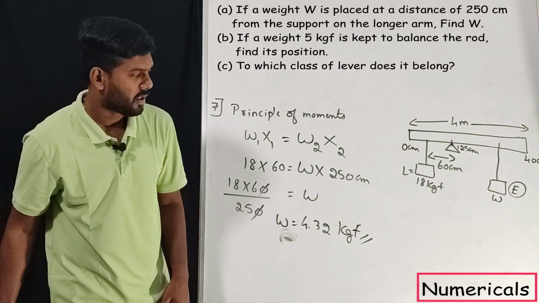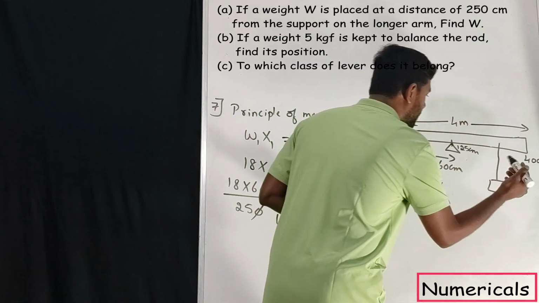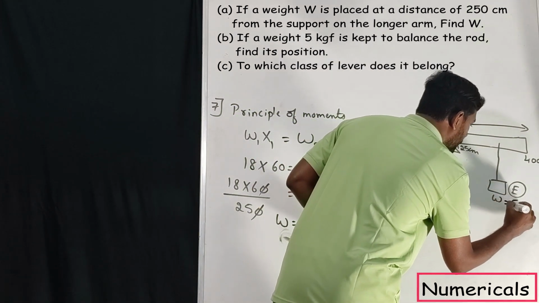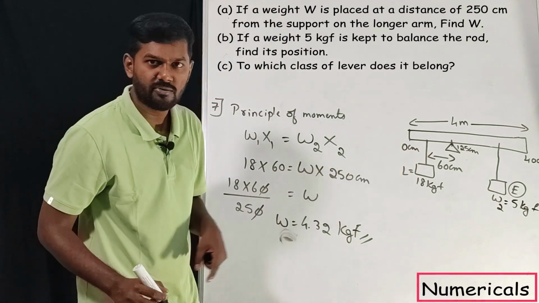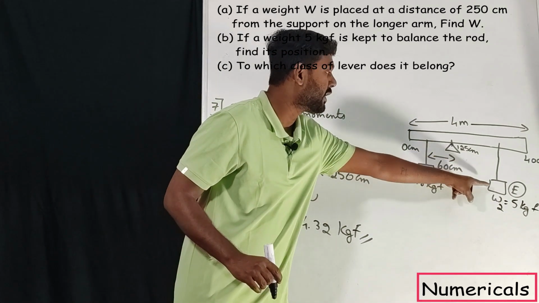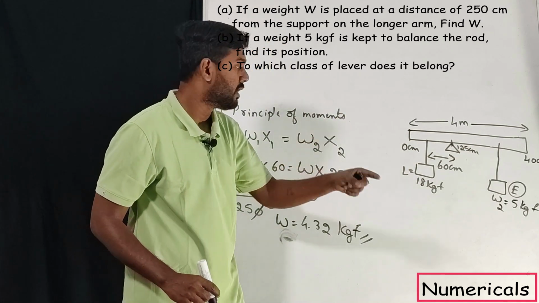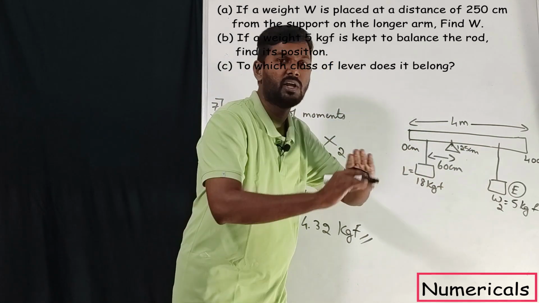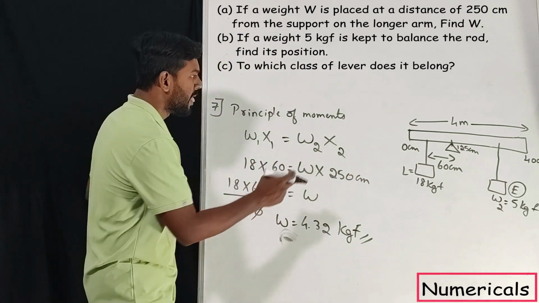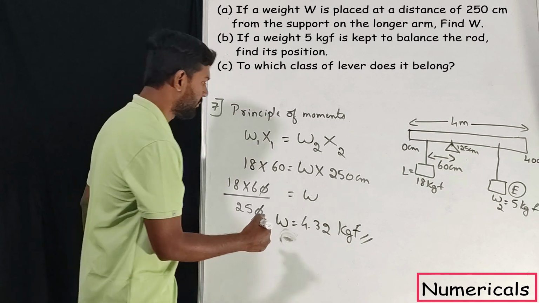Listen, see, 5 kgf weight is given, that is nothing but effort. This is W2, correct? 5 kgf weight is given. Where we have to keep this one? Somewhere here. This is a different question from sub question 1. So weight 5 kgf is given. We have to place it somewhere so that the scale will be balanced. That means this side will remain the same. Only that side we are making the changes.